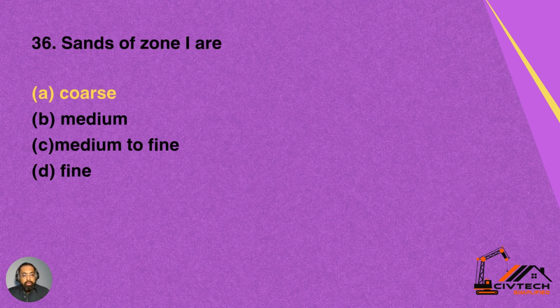Question number 36. Sand of zone 1 is: option A coarse, option B medium, option C medium to fine, option D fine. The sand of zone 1 is coarse sand. Option A is the correct answer for this question.